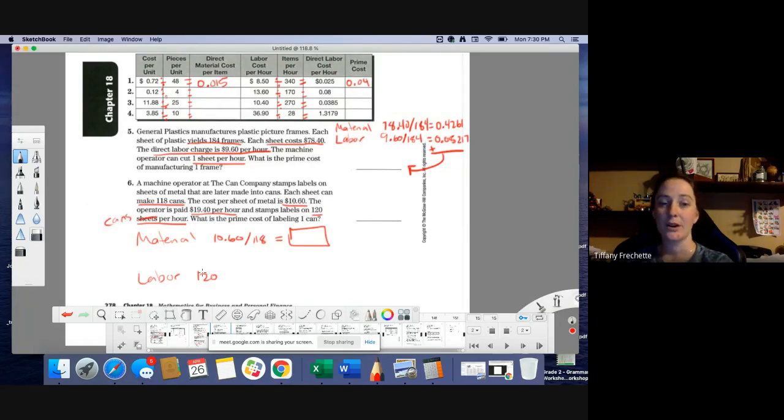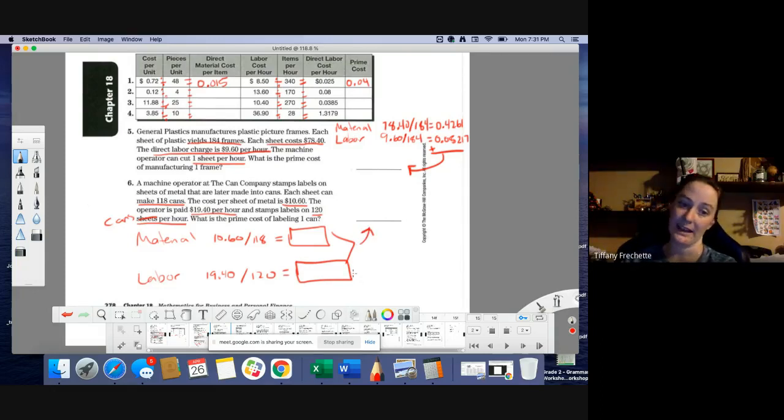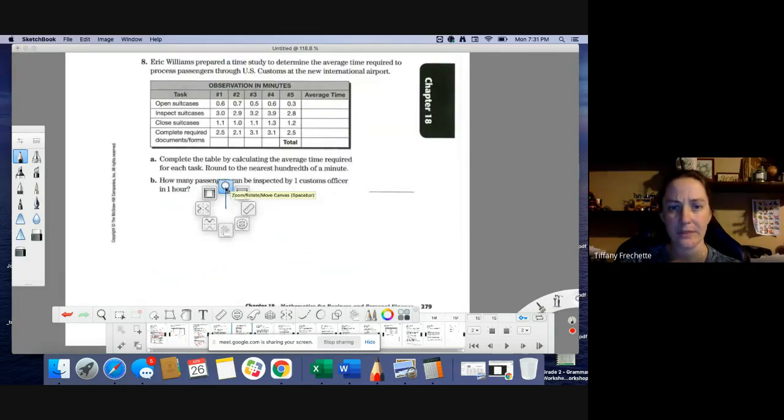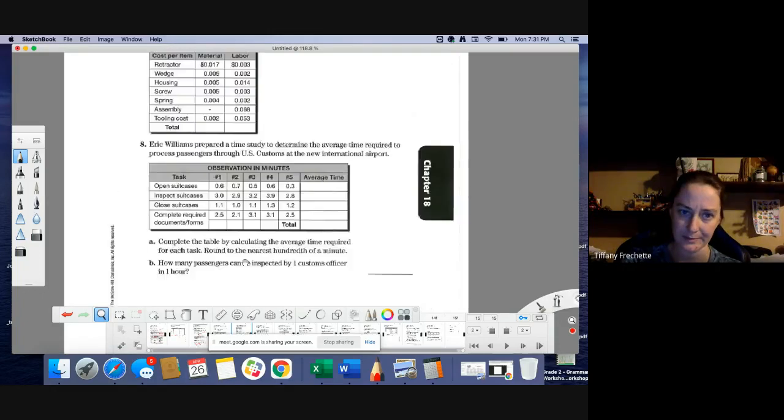Alrighty. So 120 cans. Oops, didn't mean to erase cans here. Use my eraser to erase that part, because we want to write our cost first. So the cost is 19.40 divided by 120 cans, and that will give me the labor cost. Remember, add those two back, and that'll give you your total cost of labeling one can. All right, let's see. Is there another page to this? There is. So there's the time study on this one.